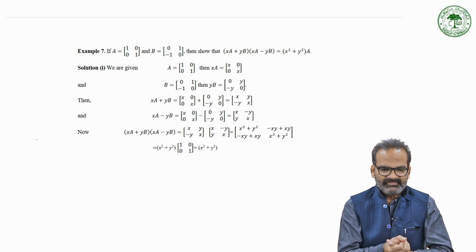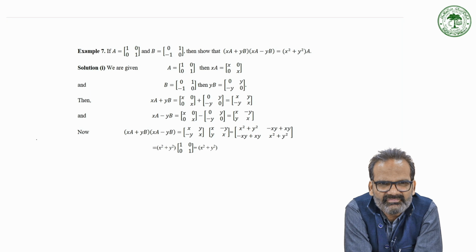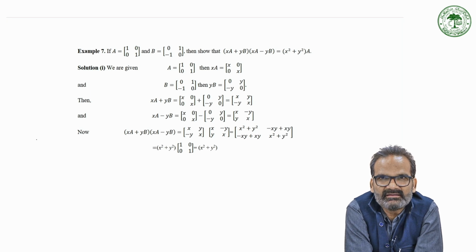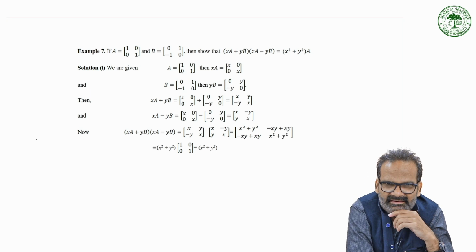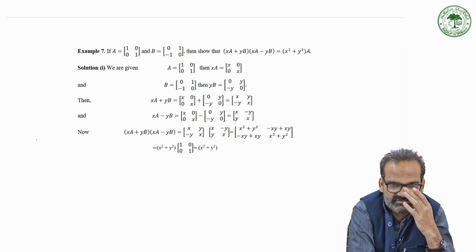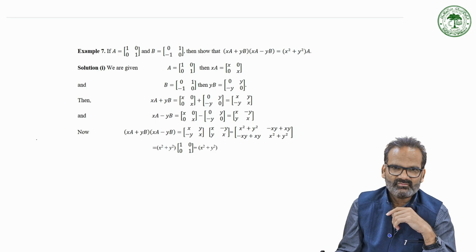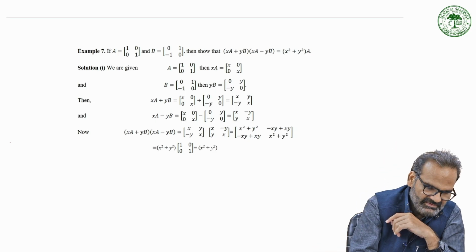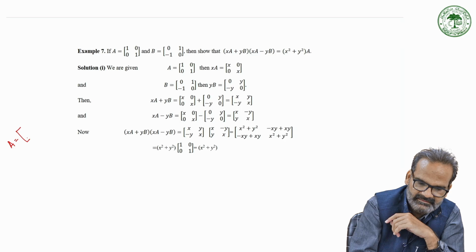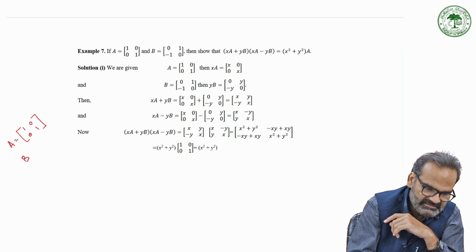Take this example: if A is equal to [1 0; 0 1], B is [0 1; -1 0], then show that (xA + yB)(xA - yB) = (x² + y²)A. Good, this is a good question. What is given here? First see. We have been given a matrix A, which is [1 0; 0 1]. This is our A. And B is given as [0 1; -1 0].